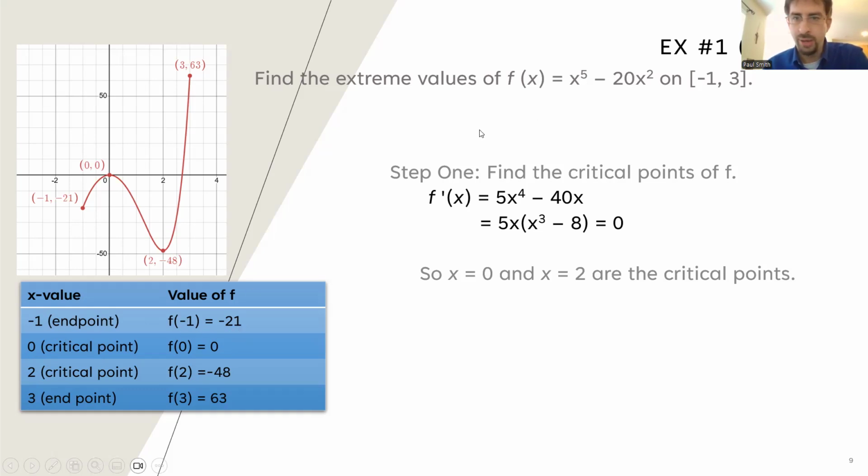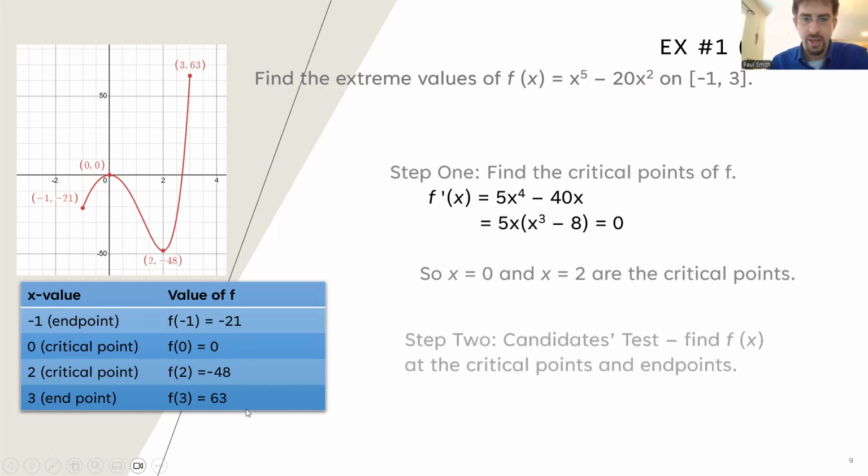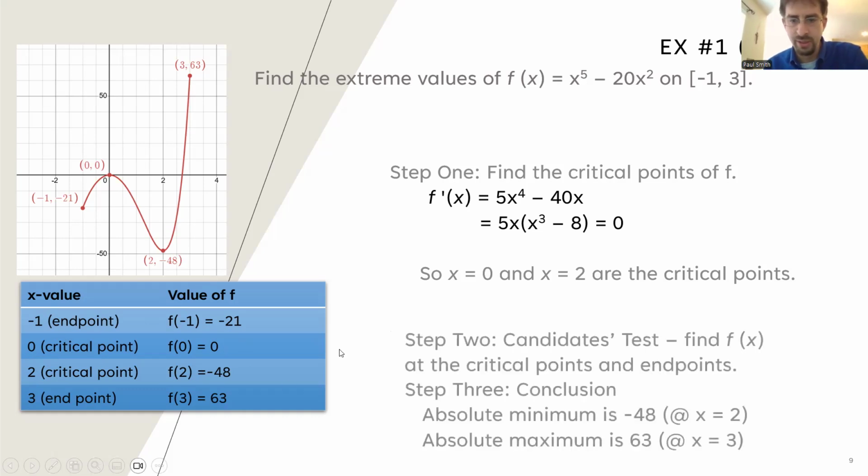We're testing to see what these candidates think about this particular function. I will spare you all the plugging in. You can see the values right here. And we find that we've got an absolute minimum of -48 at x equals 2 and an absolute maximum of 63 at x equals 3. And that corresponds to what we see from our graph. Even though the endpoint looks like a small value here at x equals -1, it's not quite as small as the relative minimum we have here.